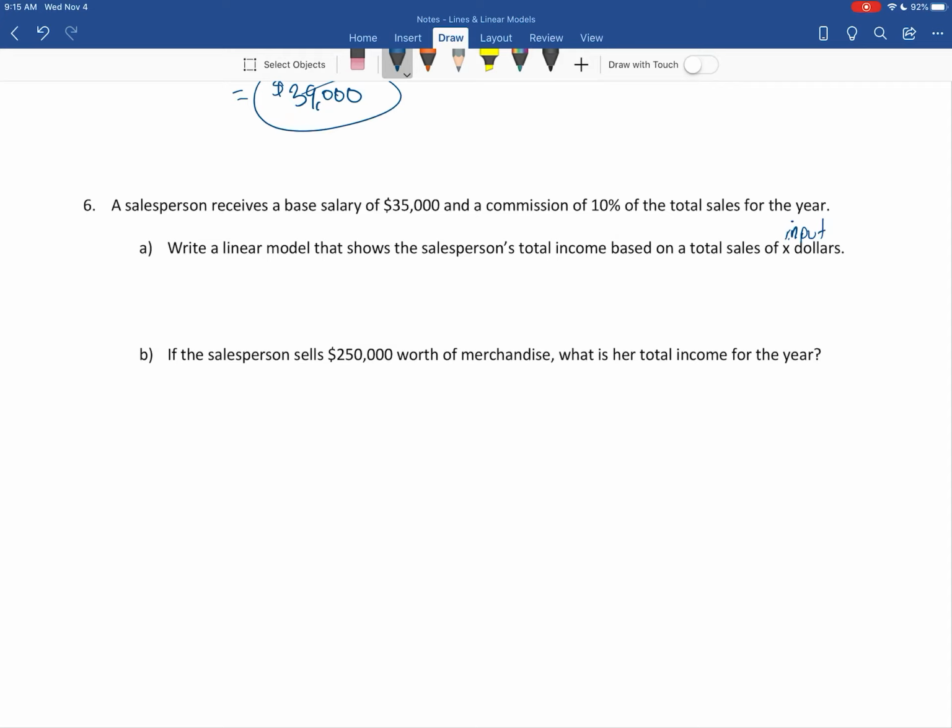Income would be a little hard to write. Let's not even do this in function notation. Or let's do. We'll call this f of x.